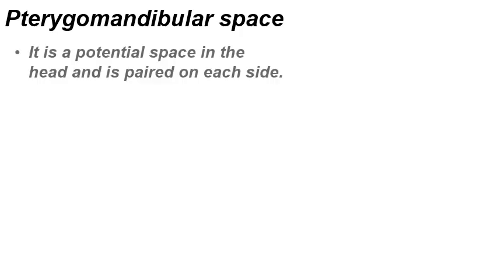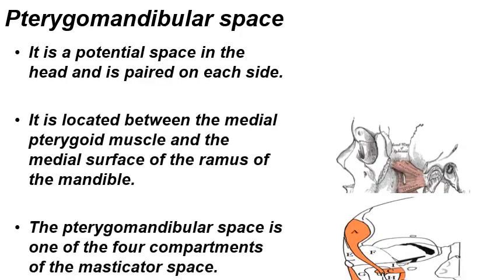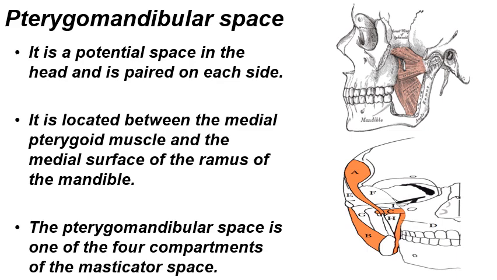The pterygomandibular space. It is a paired space on either side. It's a potential space. It is located between the medial pterygoid muscle and the medial surface of the ramus of the mandible. On the right hand side, the upper figure, we can see part of the ramus of the mandible removed, and you can see the medial pterygoid muscle on the medial aspect of the mandible attached to the angle of the mandible medially. The pterygomandibular space is considered one of the four compartments of the masticator space, which are the submasseteric, pterygomandibular, and the superficial and deep temporal spaces.